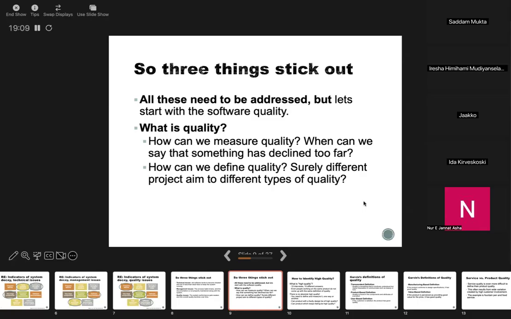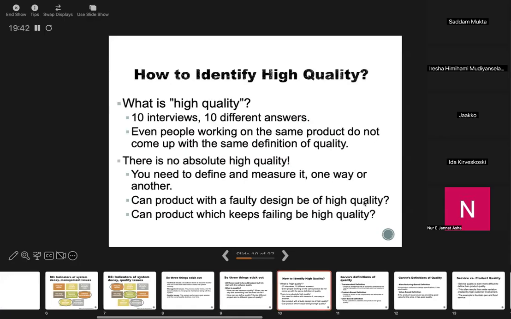For example, in an organization, maybe we have two persons, and I ask each of them about one feature of a product. They might have different perspectives. So how can we measure quality, and when can we say that something has declined too far? And how can we define quality, given the different processes and different types of quality? Maybe we can try to respond to these questions.